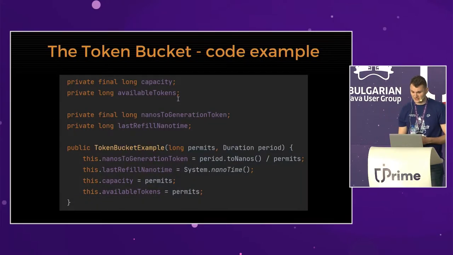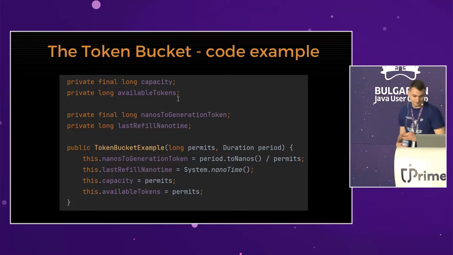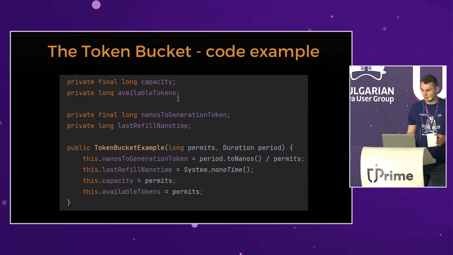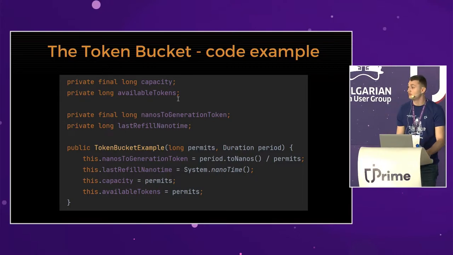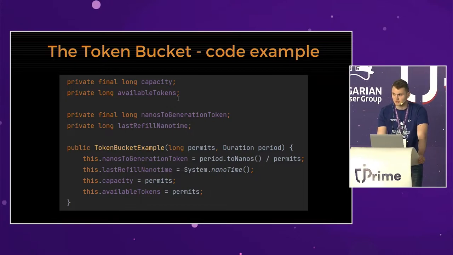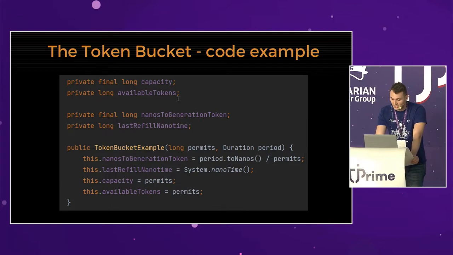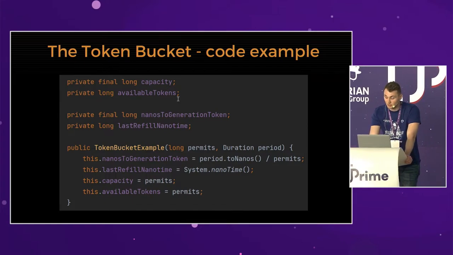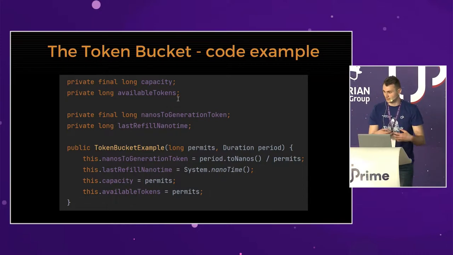Here is an example in Java code. In order to implement this algorithm in Java, we need only four variables. The first variable is capacity. It's the maximum number of tokens in our bucket. The next variable is available tokens. This is the current state of our tokens, so how many tokens we have in our bucket at this time.